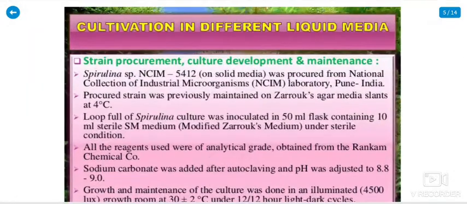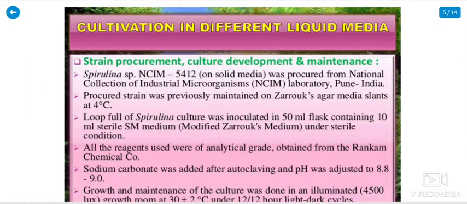And the cultivation in different liquid media: strain procurement, culture development, and maintenance also. The spirulina species, that means solid media, was produced from natural collection of industrial microorganisms.